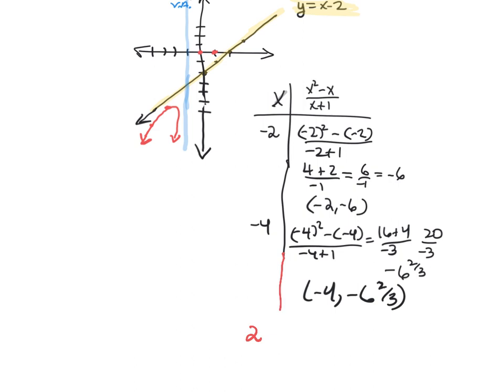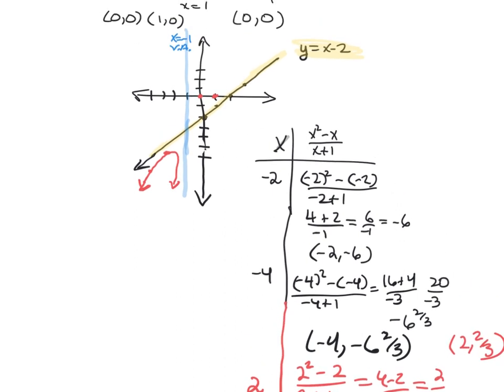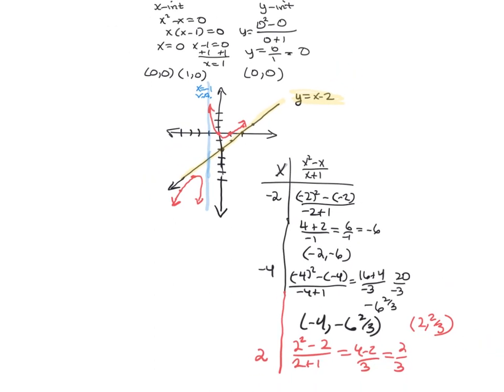So if I plug in 2, 2 squared minus 2 over 2 plus 1, 4 minus 2 over 3, 2 over 3, so 2 comma 2/3 will be another point. So 2 and then 2/3 is about here. So my graph over here is actually going to come along, skim. Let me make it hit that x-axis, and then it's going to skim over here. So this would be this graph, this rational function.